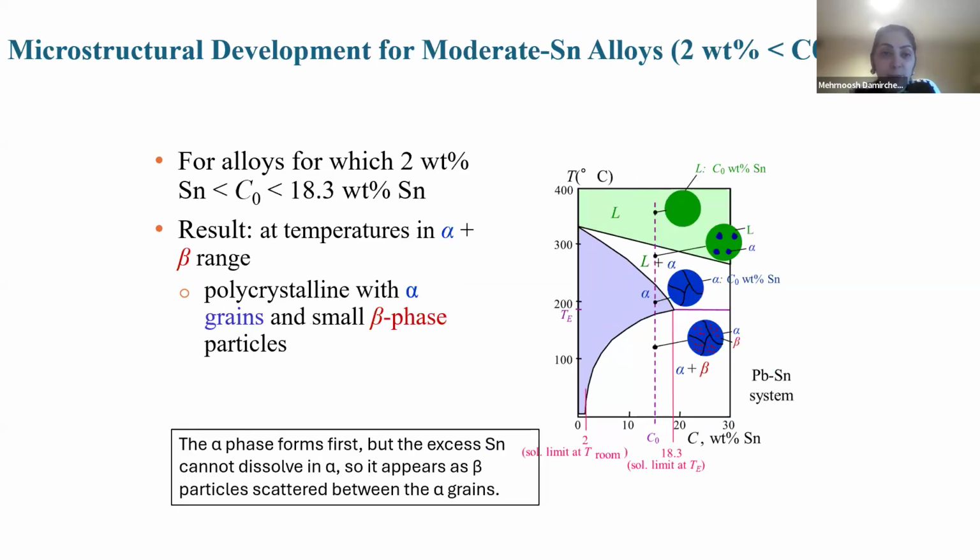Here, we are talking about between 2% and 80%, means we are talking about this part, yeah? In an alloy with slightly higher Sn content, we have alpha grains form first, followed by a small beta phase particle desired and dispersed around them. What's the meaning of that?